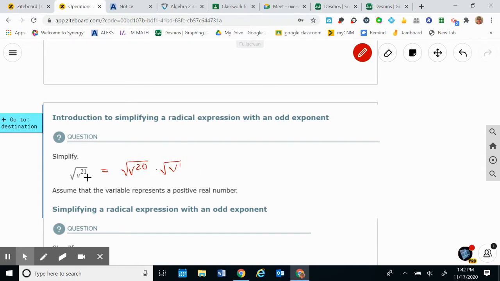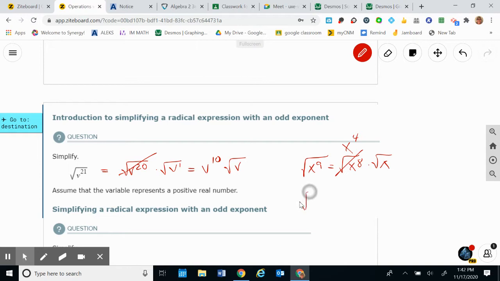Because v to the 20th times v to the 1st is v to the 21st. And then this is v to the 10th. V to the 10th times v to the 10th is v to the 20th. Square root of v. And that is your answer. So anytime you have an odd number, if you have the square root of x to the 9th, just rewrite it as the square root of x to the 8th times the square root of x. That becomes x to the 4th, and you're done. It's x to the 4th times the square root of x.